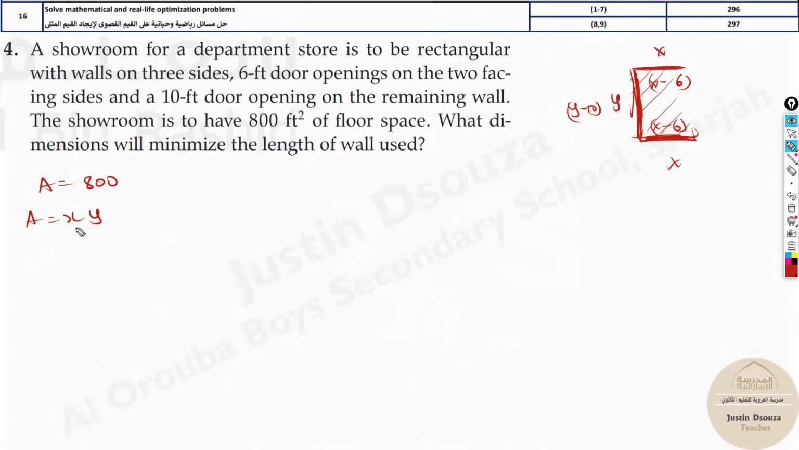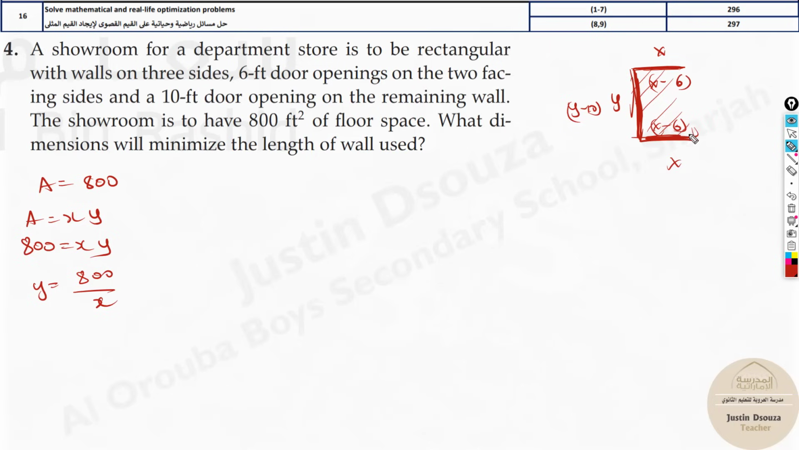No, what you can do is let's consider x and y itself, okay? Because it's easier to keep it as x and y now. And I'll just rearrange this. 800 is equal to xy. And what is y? y will be 800 divided by x. Now, this is just a simple rearrangement. Now, y is found out.